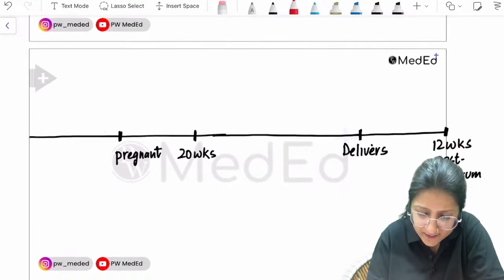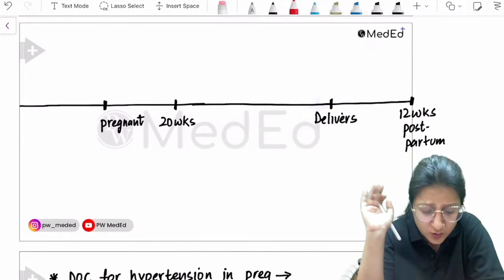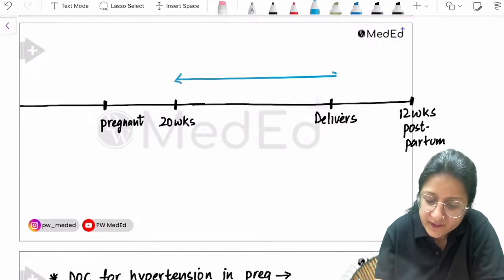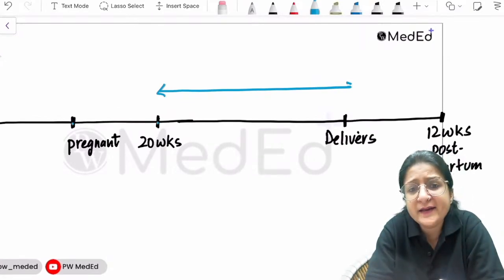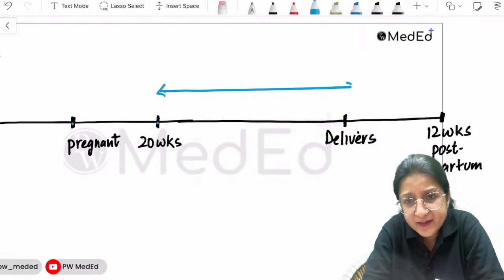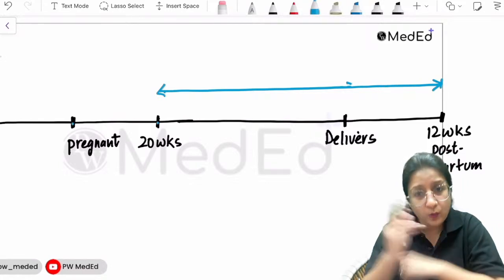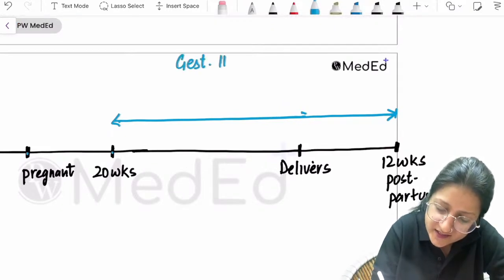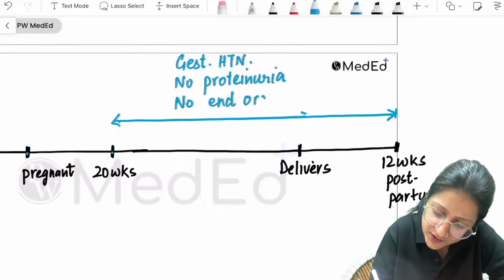So look at this chart here. We're going to quickly revise the hypertensive disorders in pregnancy. Whenever you find high BP, anytime beyond 20 weeks of pregnancy, where the woman got pregnant, this is 20 weeks, but the BP will come back to normal within 12 weeks postpartum, there are two possibilities. One is gestational hypertension. In gestational hypertension, there will be no proteinuria and there will be no end organ changes.